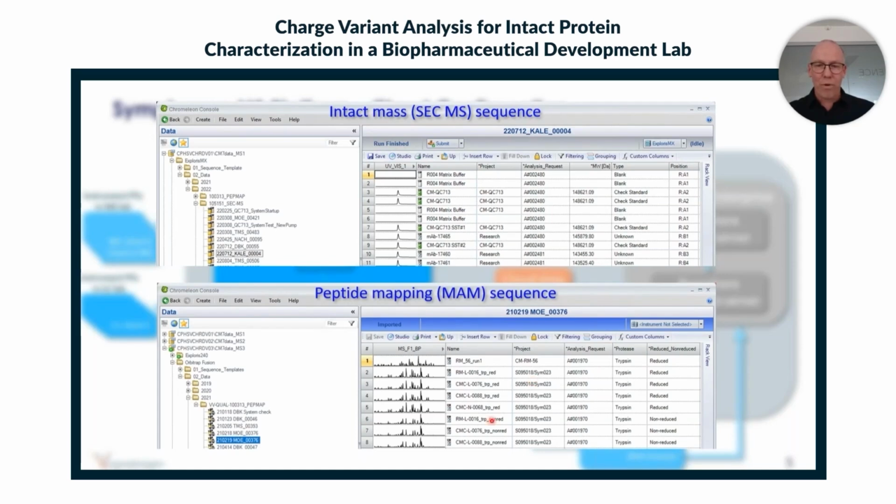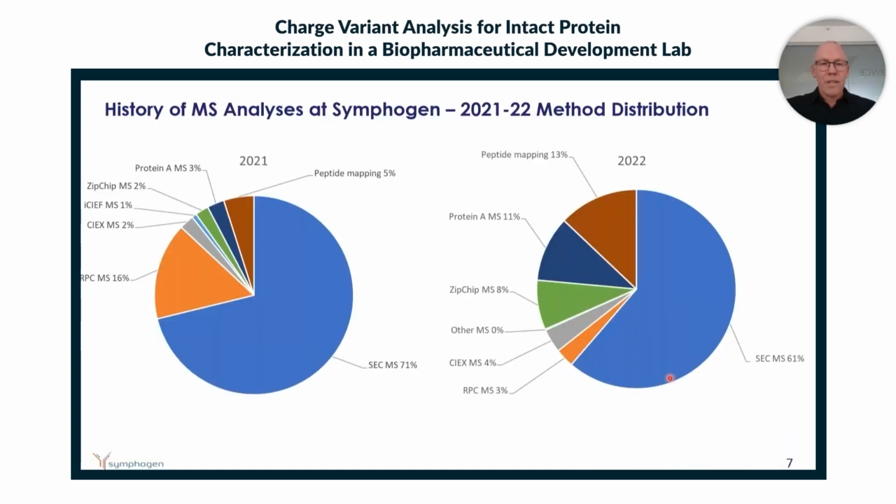We also have a PETmap workflow. Here you can again see we have the project and we have again the analysis request number, but here the relevant information is what protease did you use when you did the digestion? Was it reduced or non-reduced? All this information is stored inside the system. It's searchable, it's retrievable, and it's really important when you're doing a lot of analysis that you can search and retrieve all data efficiently.